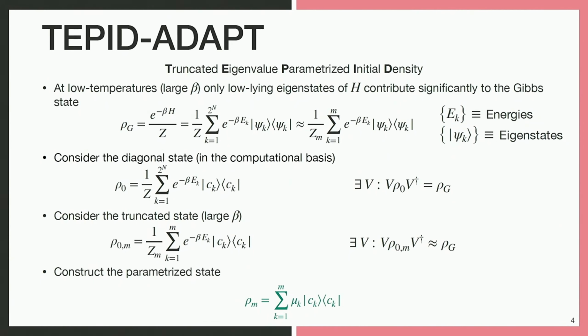But we still don't know what the energies are, so let's do the best we can and write down a parametrized density matrix that's diagonal in the computational basis that has support only on m computational basis states. And these variational parameters we'll optimize and hopefully drive them to the correct Boltzmann weights.